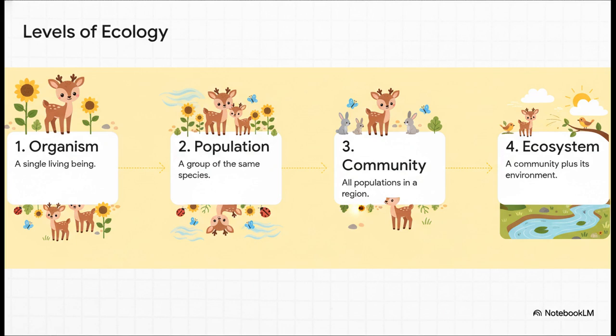And here they are. These are the 4 key levels we're going to walk through. We'll start with a single organism, then we'll see what happens when you group them together into a population. After that, we'll look at how different populations form a community. And finally, we'll see how that community and its physical surroundings make up an ecosystem. So let's dive in at the ground floor, the organism.